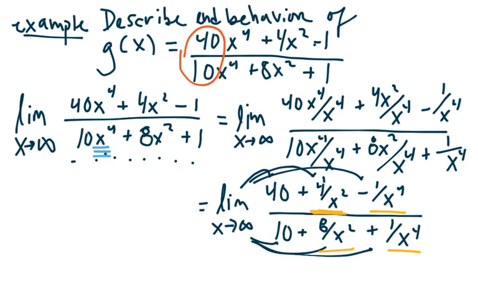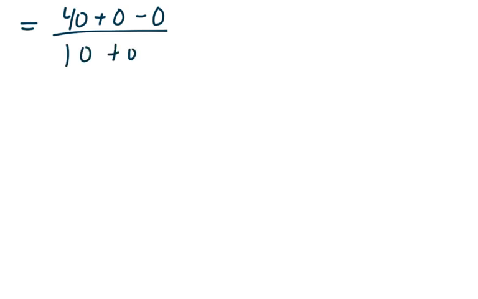So if we go ahead and take the limit, we will get 40 plus 0 minus 0 over 10 plus 0 plus 0, so 40 over 10, which is 4. So 4 is not only the horizontal asymptote, it's the limit as x goes to infinity. It is the end behavior.